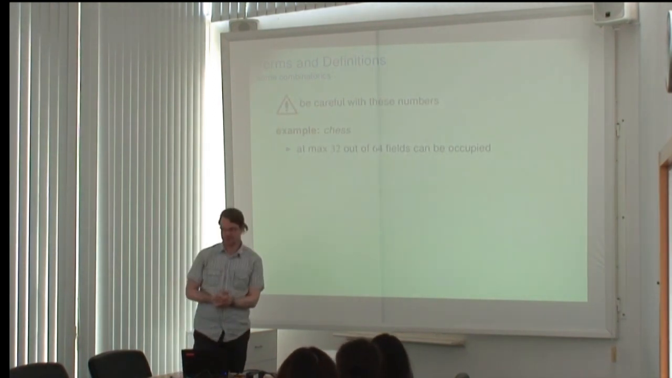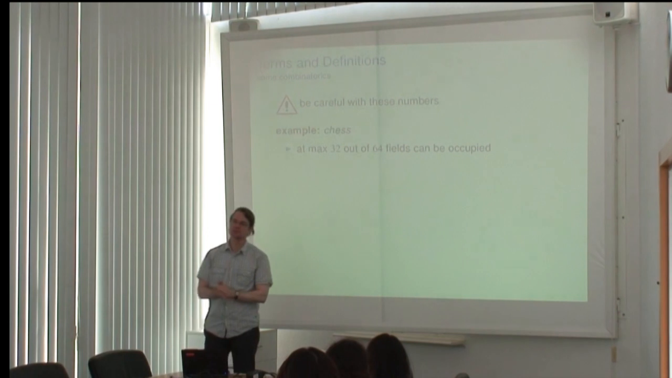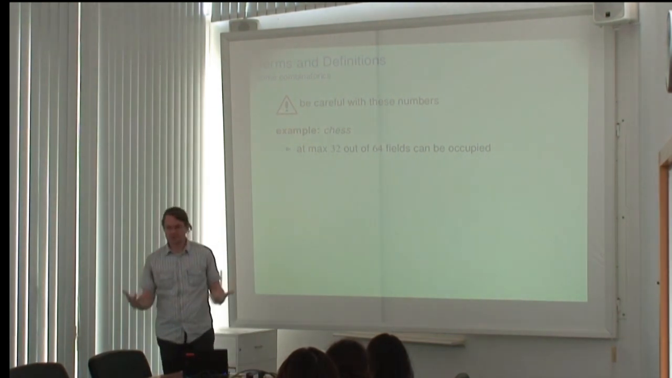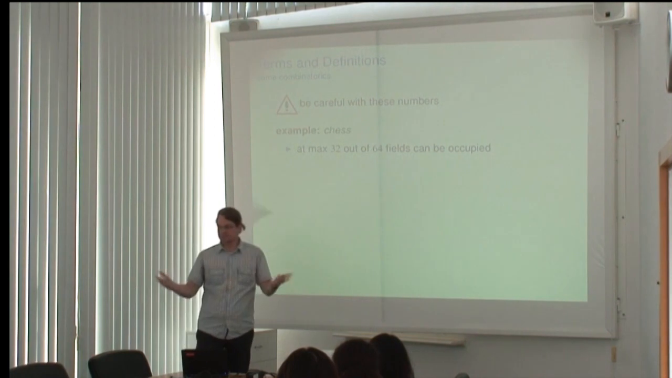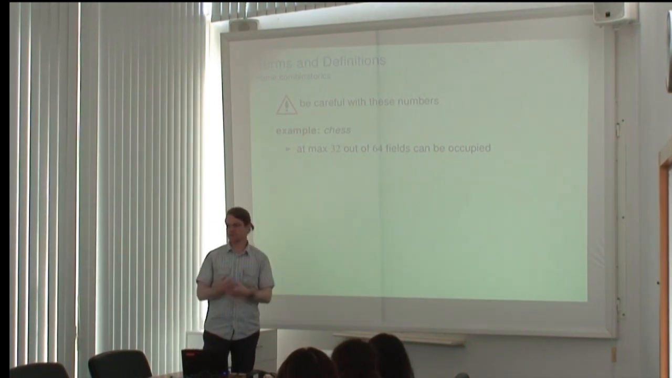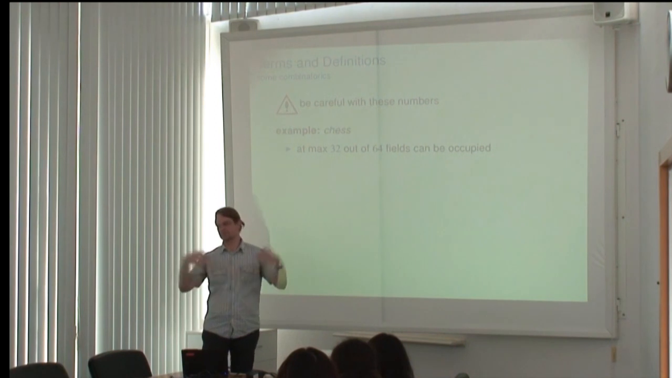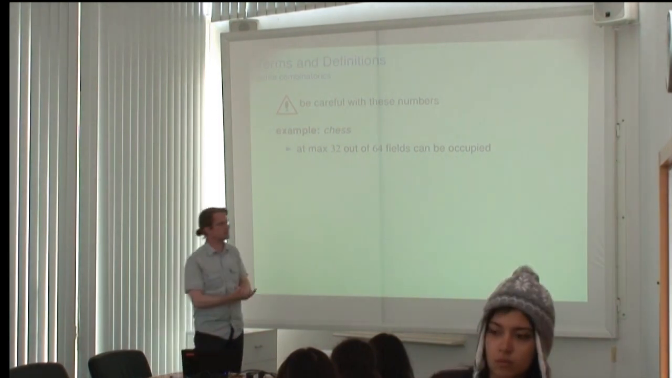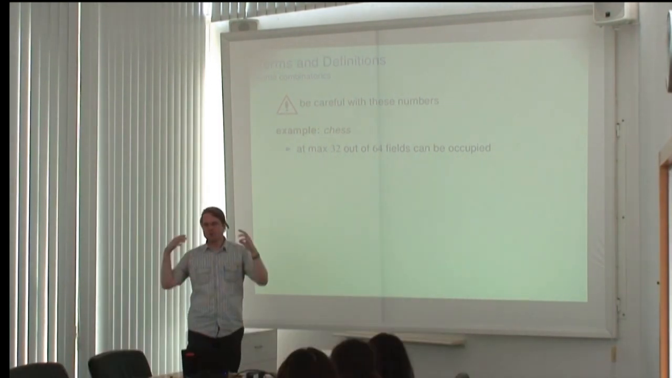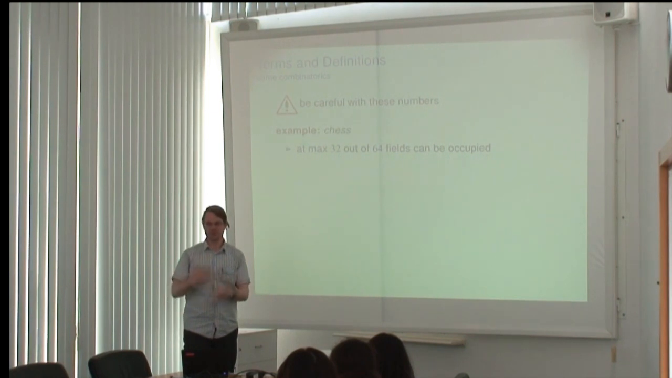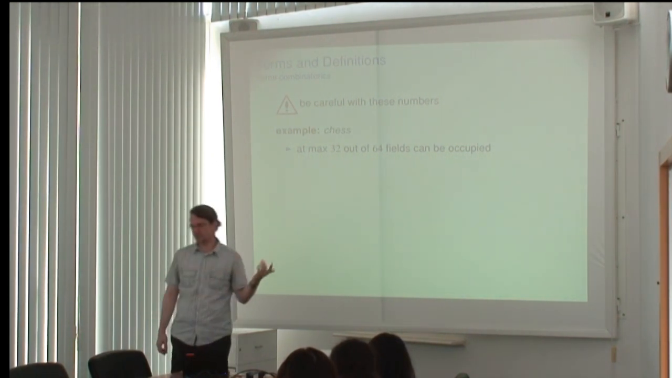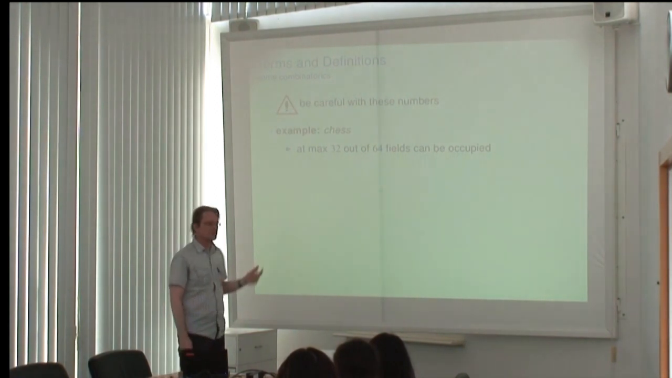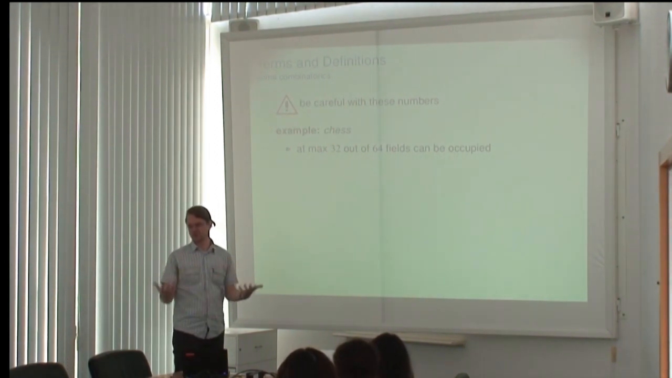But we have to be careful with these numbers. For instance, in chess, I said, well, there are 64 fields on the board, and there are 32 pieces. So every field can be in one of 3 states, it can have one of 3 attributes. And so I happily raised 3 to the power of 64. But at most 32 out of these 64 fields can actually be occupied. There are not more pieces to move than 32. So our estimate was a bit generous.